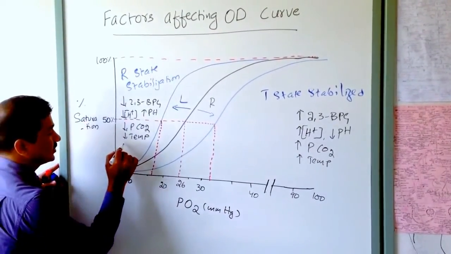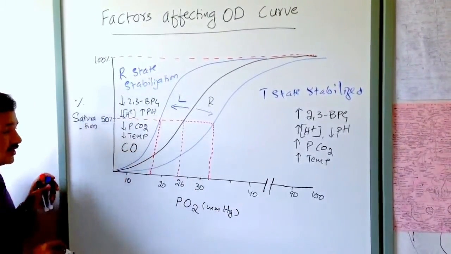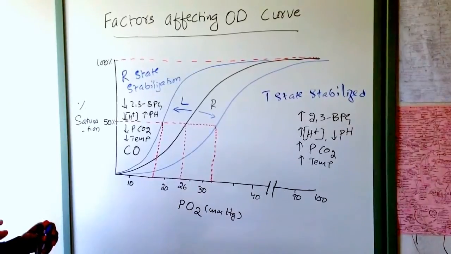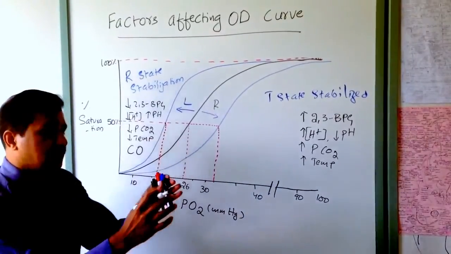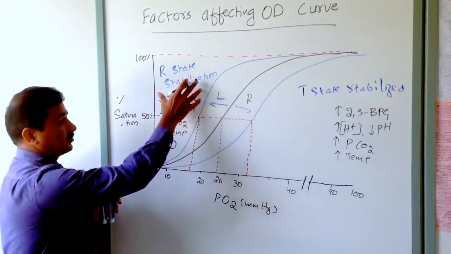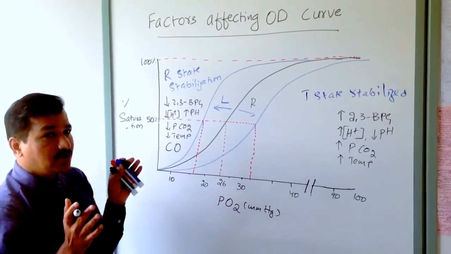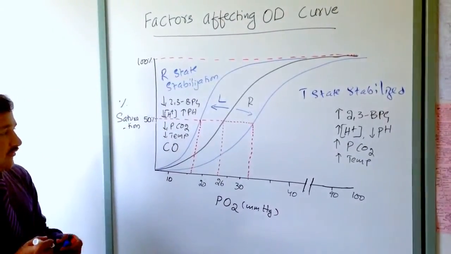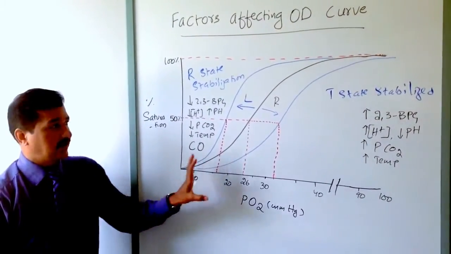And one extra factor which will shift the oxygen dissociation curve towards the left side is carbon monoxide. Carbon monoxide competes with oxygen and binds to one heme subunit, and by binding to one heme subunit, it allows the other three subunits to bind with oxygen. So basically it increases the R state of hemoglobin, increases the affinity of hemoglobin towards oxygen, and doesn't allow it to release easily. That is why it shifts the oxygen dissociation curve towards the left side. So these are all the factors which shift the curve towards the right side and left side.